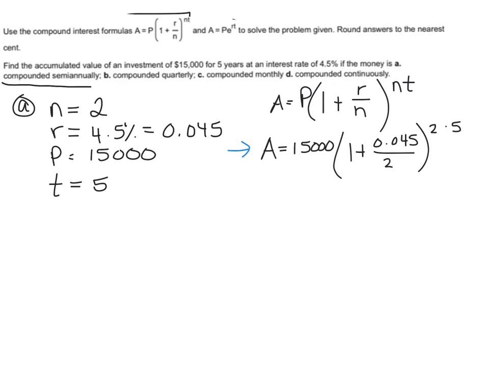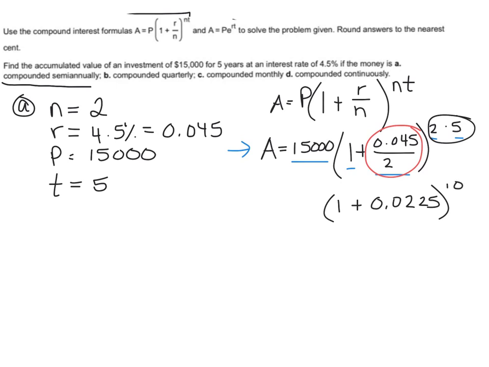So here we plugged in the values for N, R, P, and T, and we have A equals 15,000 times (1 plus 0.045 divided by 2) raised to the 2 times 5 power. The first thing we want to do is divide 0.045 by 2. When we do that calculation, we get 0.0225. And then we're going to multiply the exponents together, and 2 times 5 is 10.